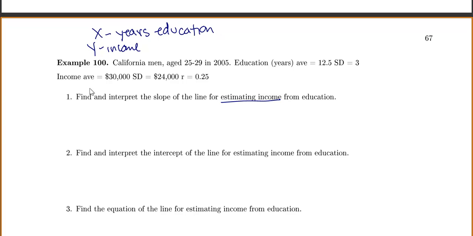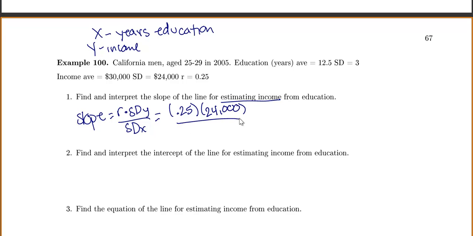So if I want to find the slope, we're going to use our formula. Slope equals r times the standard deviation of y over the standard deviation of x. R is 0.25 times the standard deviation of y. Make sure you're using the standard deviation for income, 24,000, divided by the standard deviation of x, which is 3. This is going to give me 2,000.